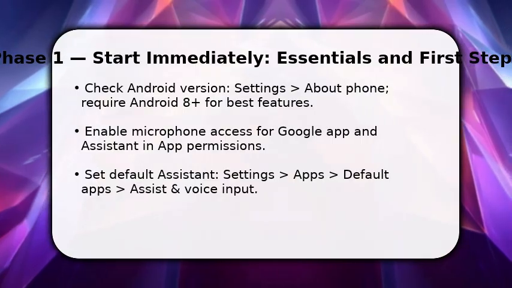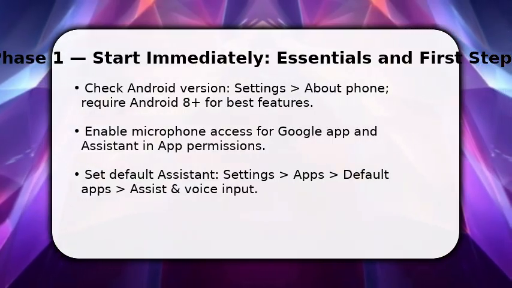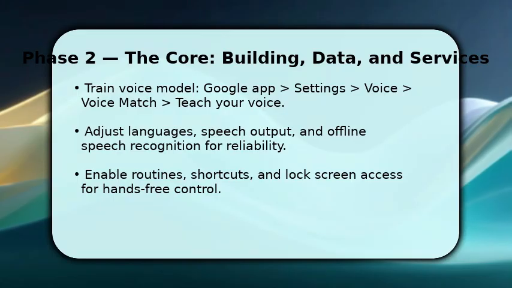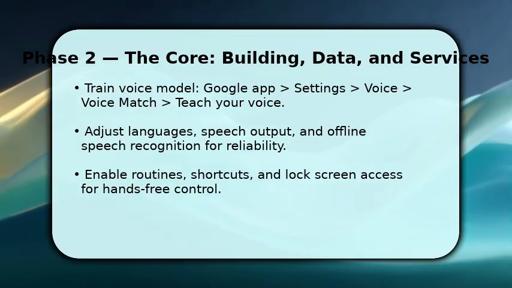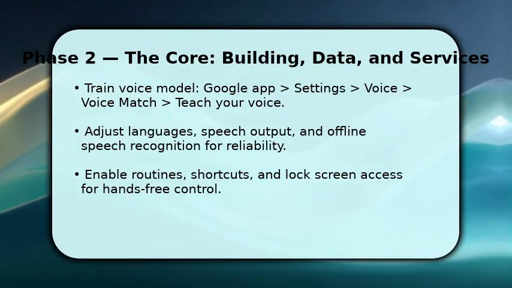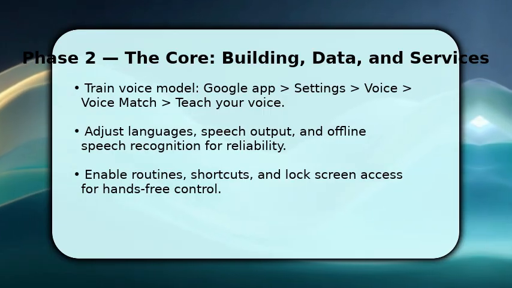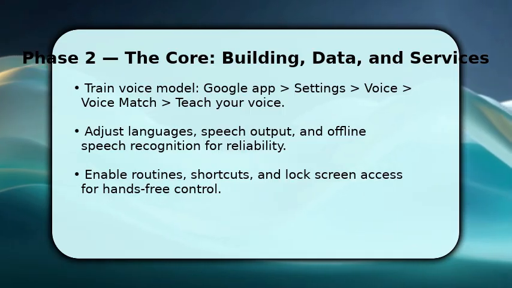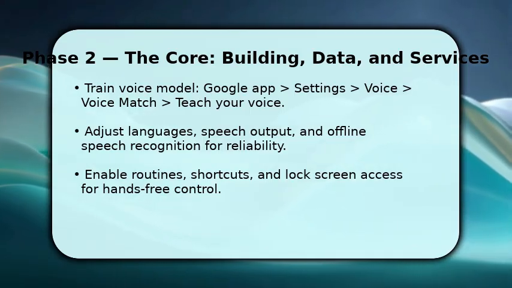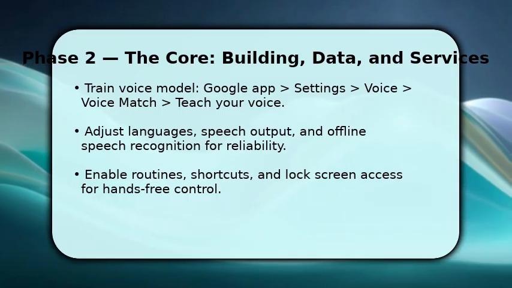Now you configure features for reliable control. Open the Google App settings. Go to Voice Match and train the voice model so the assistant recognizes you. This reduces false activations. Make sure to add preferred languages and enable offline speech recognition for poor network scenarios, and adjust speech output to brief or detailed.